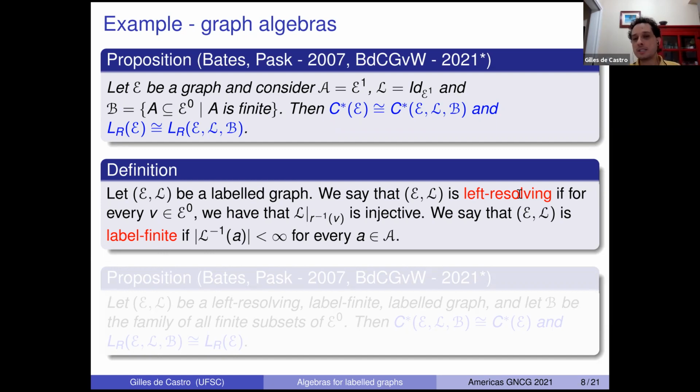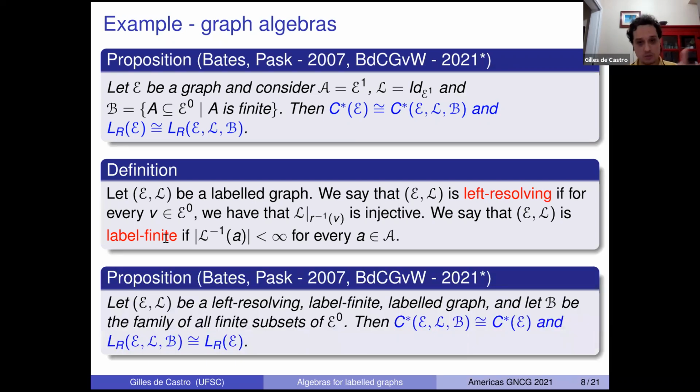This left resolving is a very important condition when we study symbolic dynamics. Subshifts are presented by these left resolving labeled graphs. And for label finite, well, if the graph is finite, then it's okay. But basically, when you have these two conditions, the C*-algebra of the labeled space is exactly isomorphic to the C*-algebra of the graph, when you consider the same family as before, the family of all finite sets of the vertices.